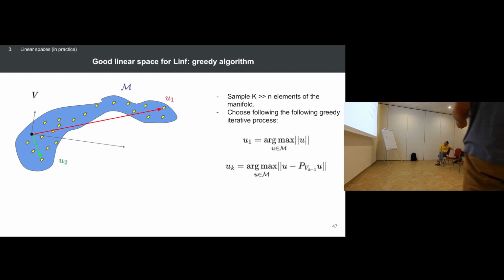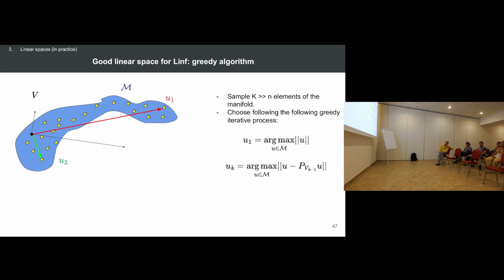So in a general case, imagine you have already built a linear space of dimension k minus 1, and now we will compute for each of these elements here the distance, the error that they have to the linear space that we have before. And we will choose the one that maximizes it. So for example here, this was our first element, and our second element became this one, because it's the one that is farthest from the first linear space that we gave.